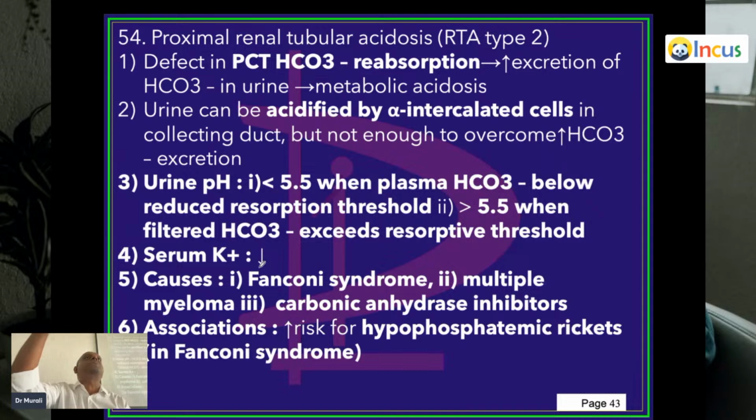Now what leads to proximal RTA? There can be Fanconi syndrome. Multiple myeloma can cause proximal RTA. Favorite question: Amphotericin B poisoning leads to distal RTA, but multiple myeloma leads to proximal RTA. Outdated tetracyclines lead to Fanconi, which is more proximal. Similarly, carbonic anhydrase inhibitors like acetazolamide. Diamox is the brand name of the acetazolamide tablet. So, carbonic anhydrase inhibitors also affect the proximal renal tubule.